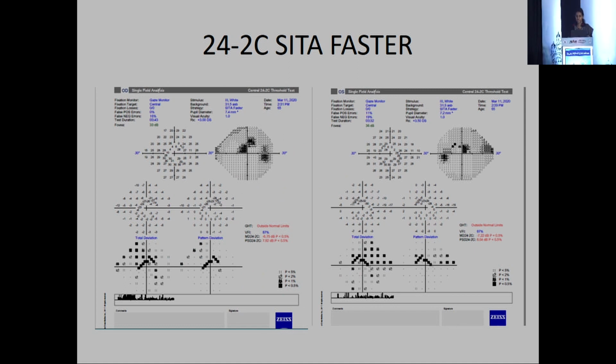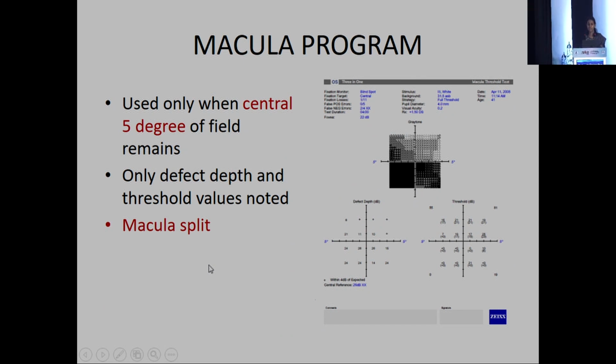This is a 24-2C printout. You can see central points involved. The macula program is used only when the central 5 degrees of the field remain. If you are looking out for a macula split, get the macula program done.